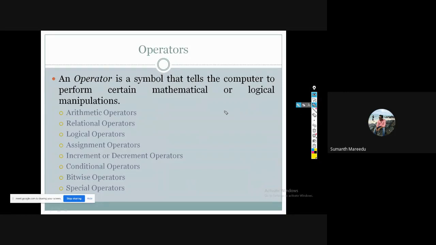These are symbols that are used for applying some operations, like a mathematical operation or a logical operation. To do any such operation, we use operators. And the variables or values on which you are applying these operators are called operands.